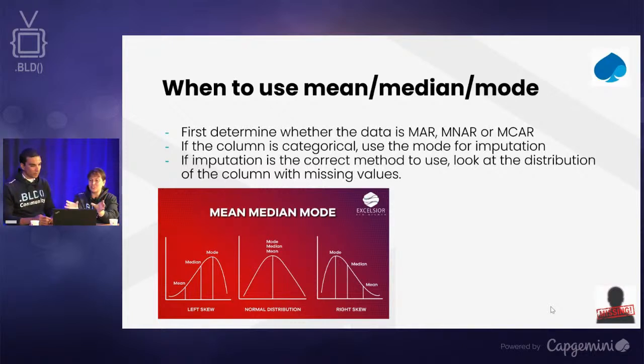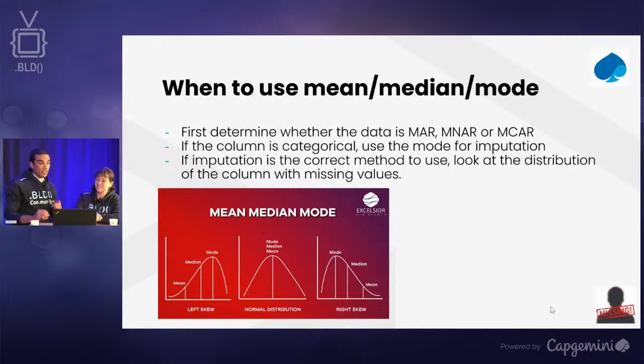Categorical, you usually need to use mode. The reason for that is, how do you get the average between a cat and a dog? That's not possible. And you can't get the median. How do you sort cats and dogs? Which one is worse or better or lower or higher? That's not going to work. So you need to use the mode for categorical.